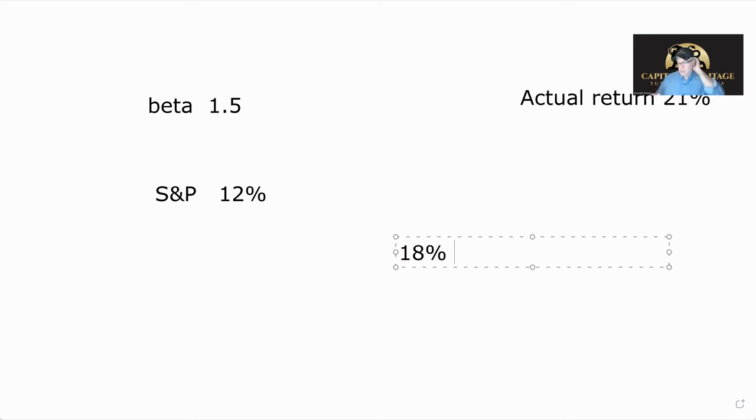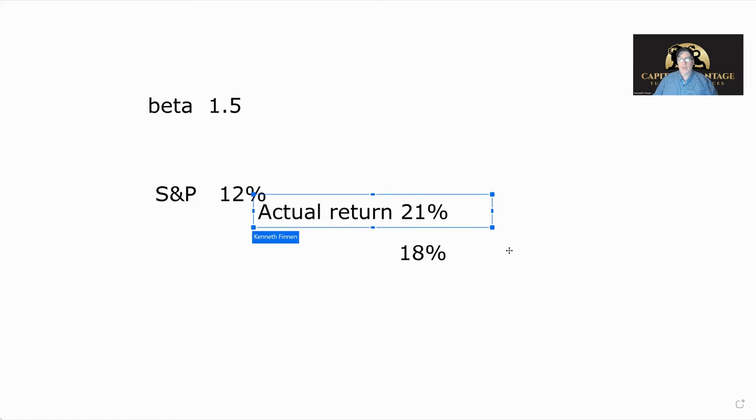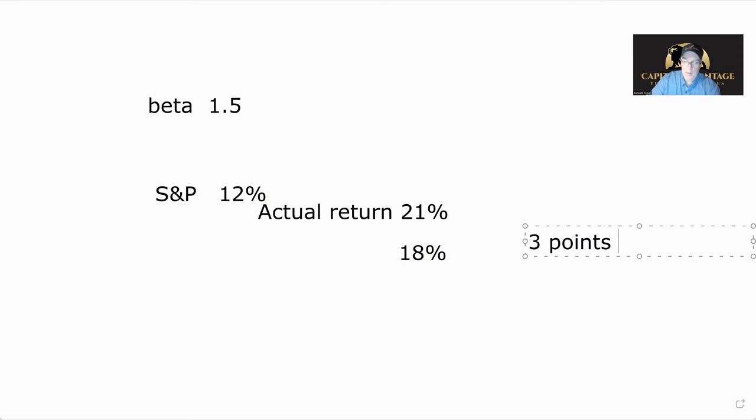That's our risk-adjusted beta, whatever you want to call it. But what did we actually do? We actually went up 21%. So we did better by 3%. That's our alpha. That's so easy, right? 3 points of alpha. Alpha is what you do better than expected. So it's against the risk-adjusted return. So beta is what you're expected to do.